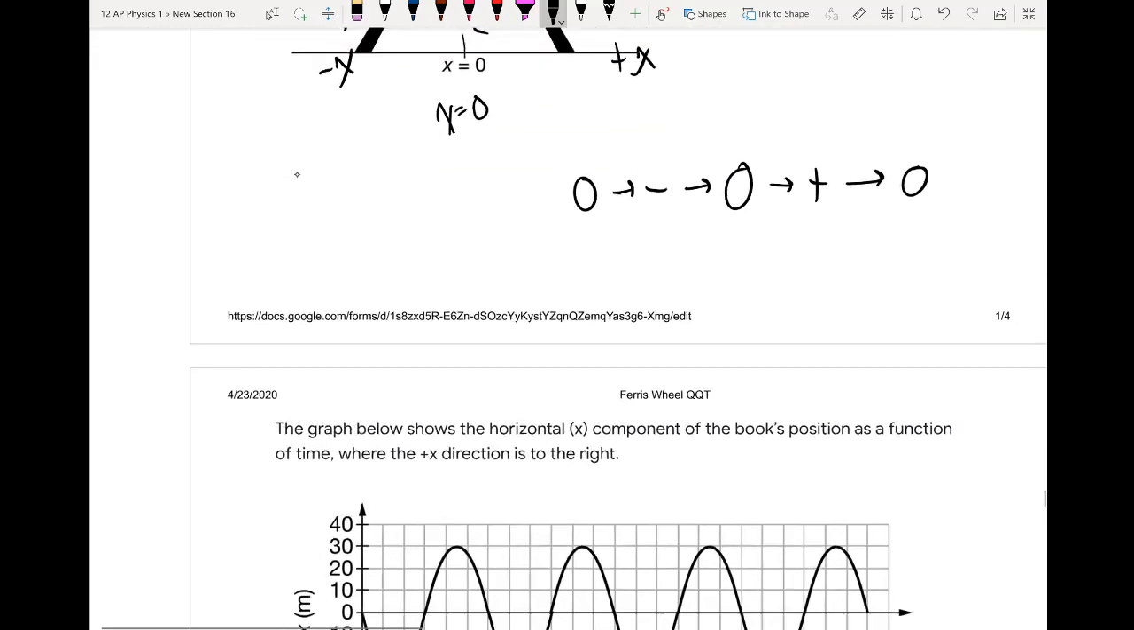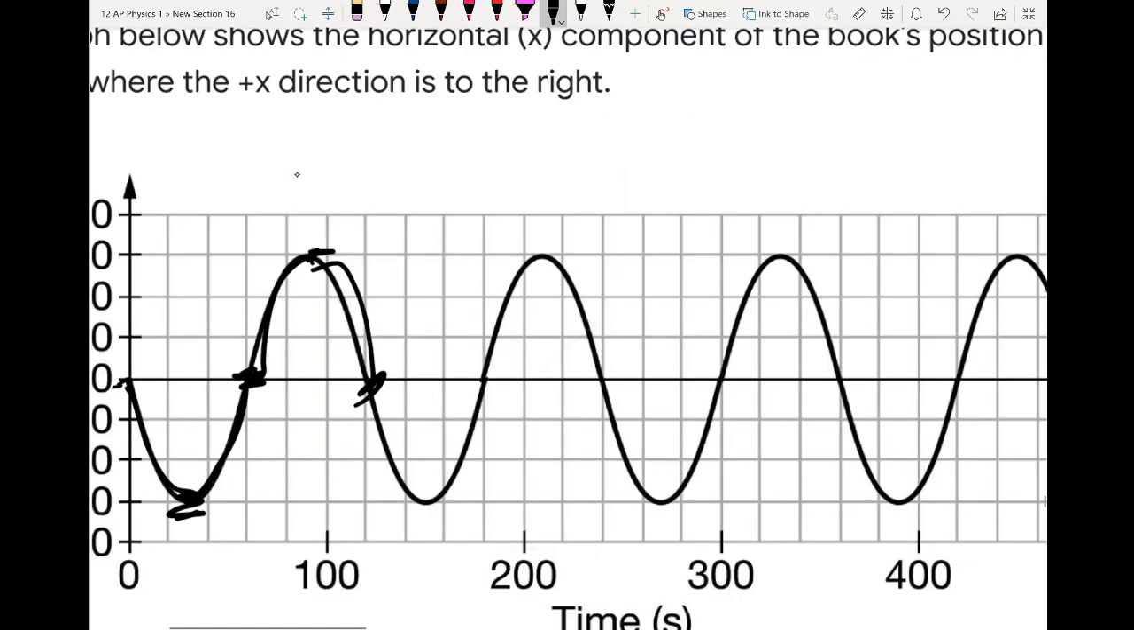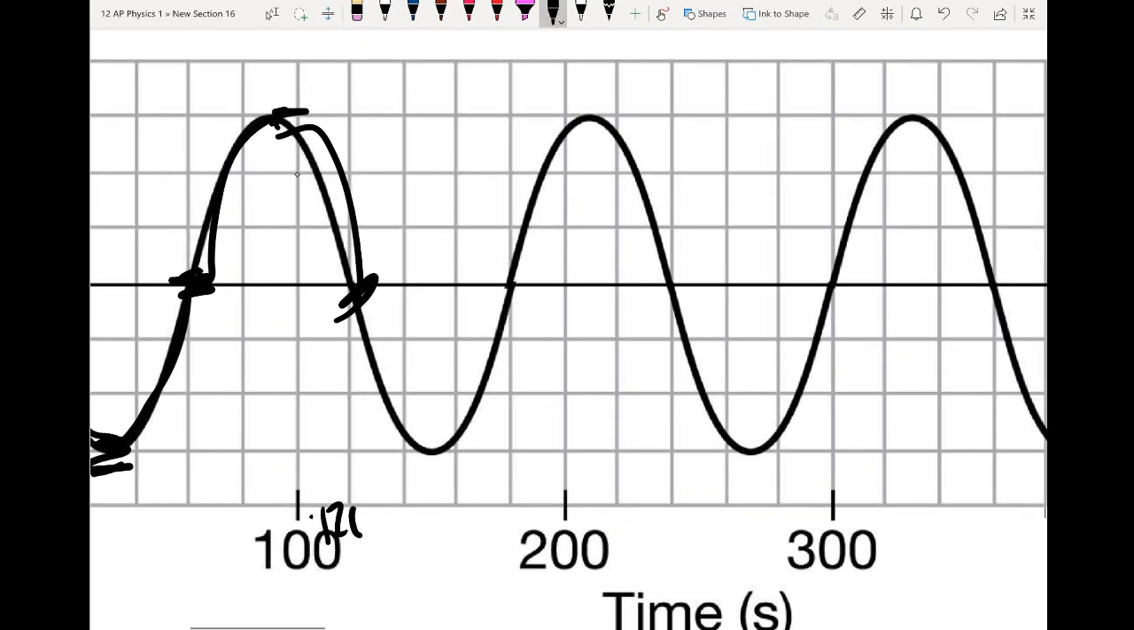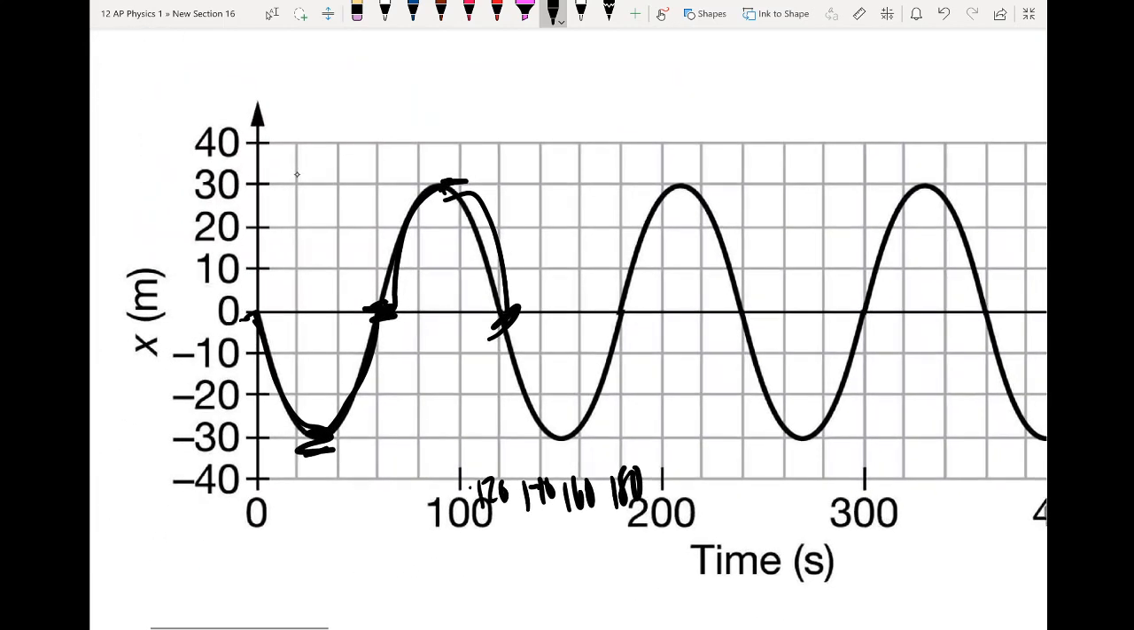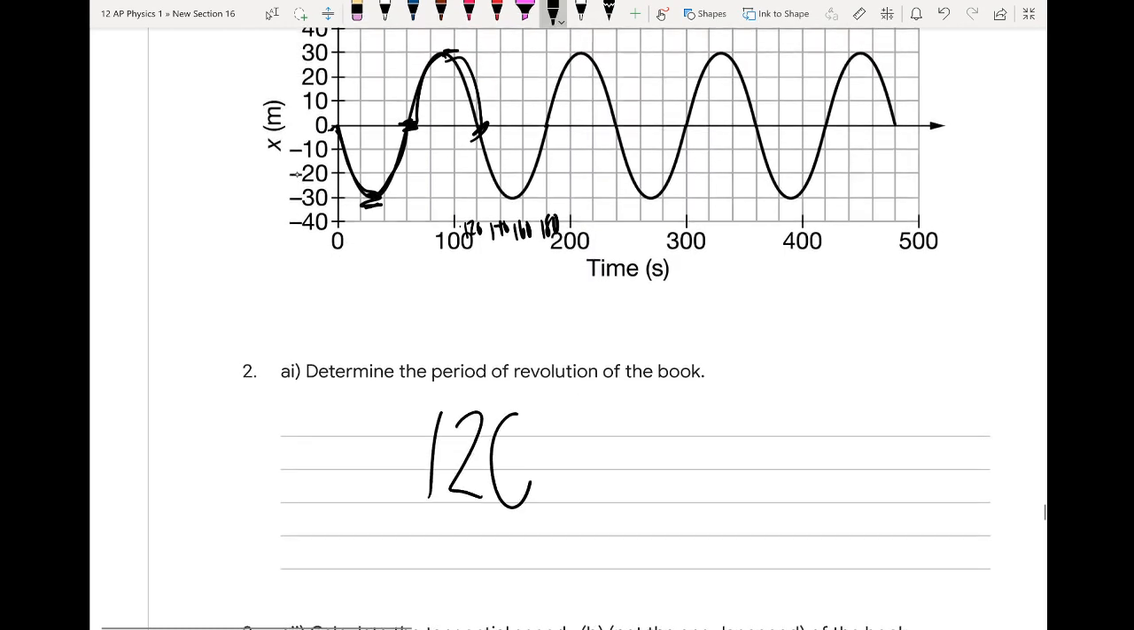So that's, let's just look for one full cycle. We'll have that full motion, that one full there and back again. So in this case, we go from 0 to negative, negative to 0, like we said, 0 to positive, and then positive back to 0. It looks like that time is, what are the iterations on here? 120, 140, 160, 180, 200. So it looks like it takes us 120 seconds for one full period.